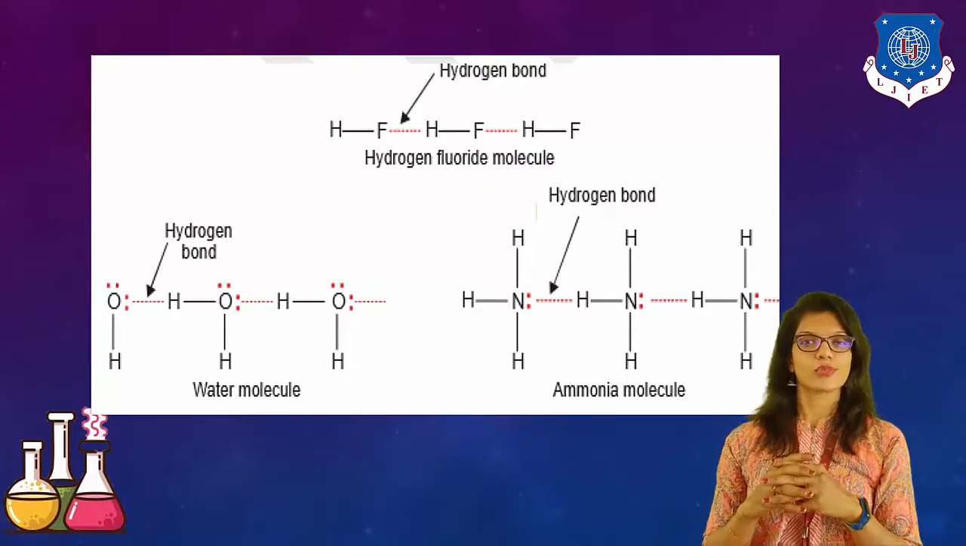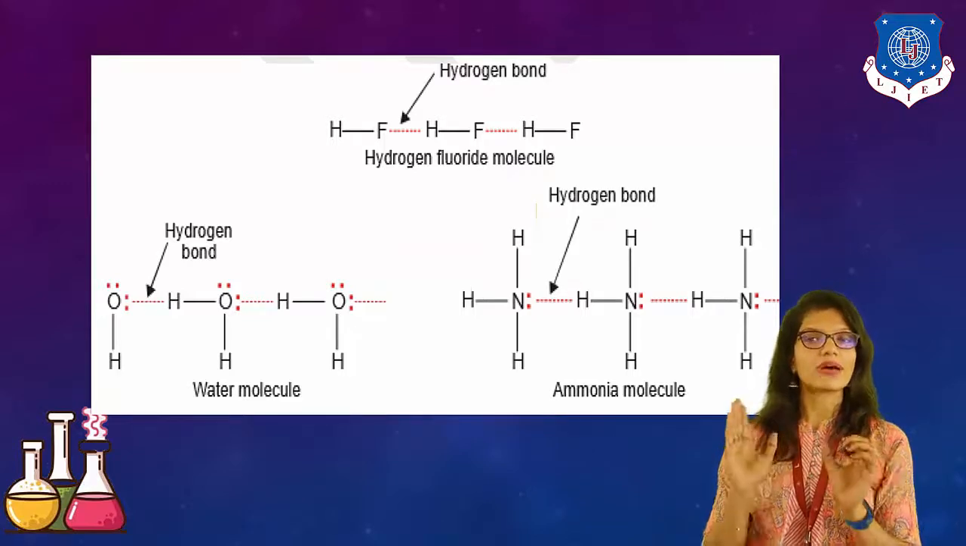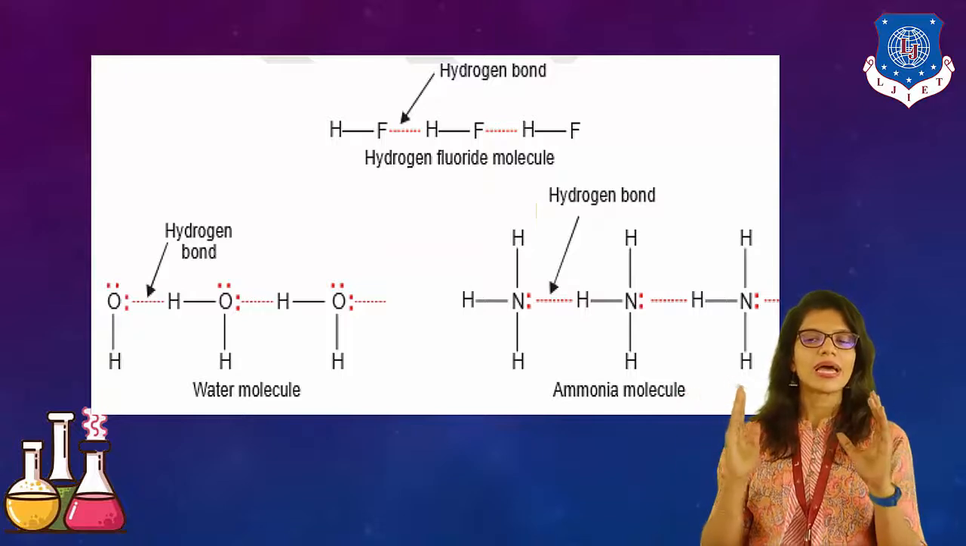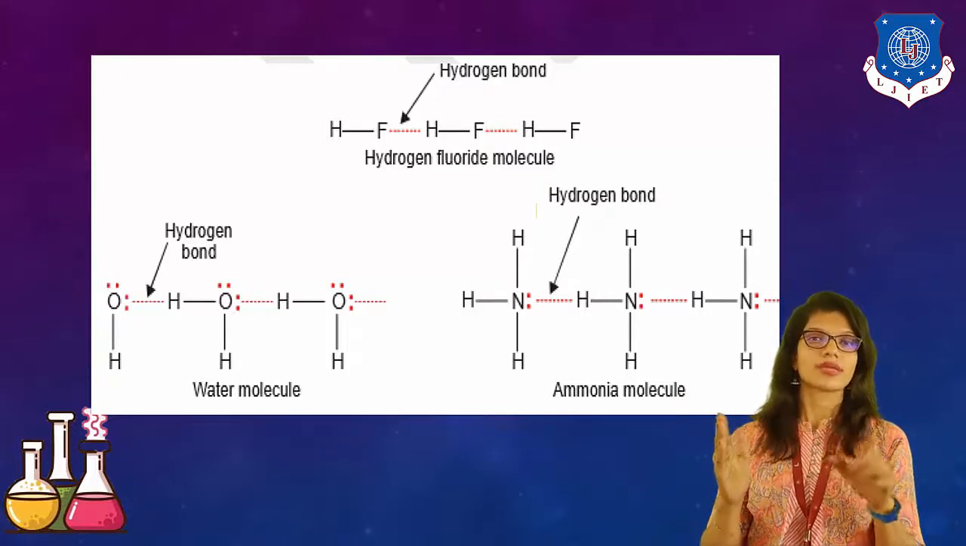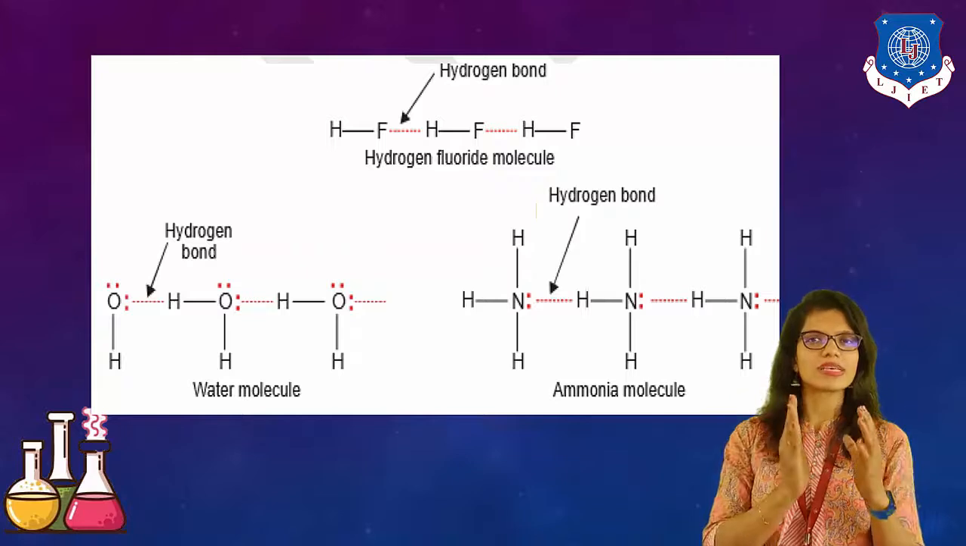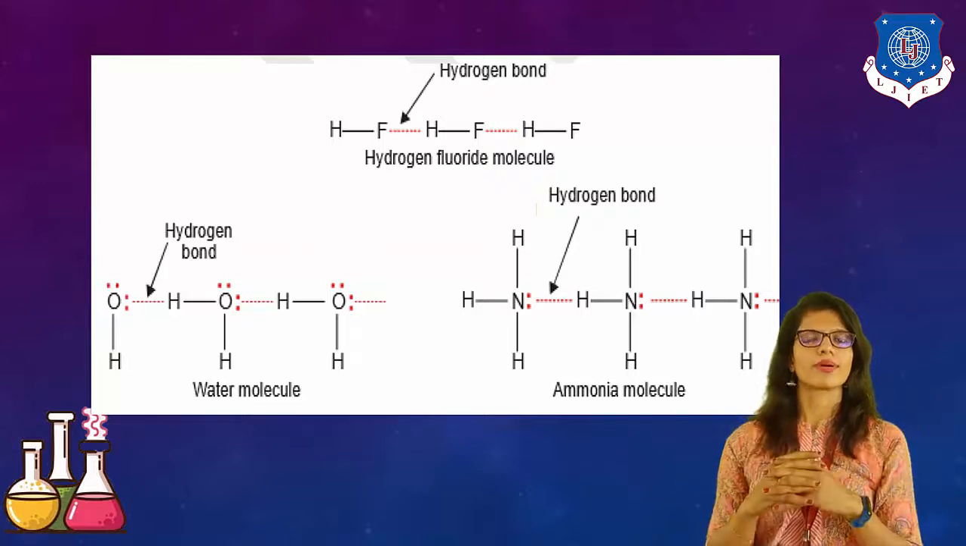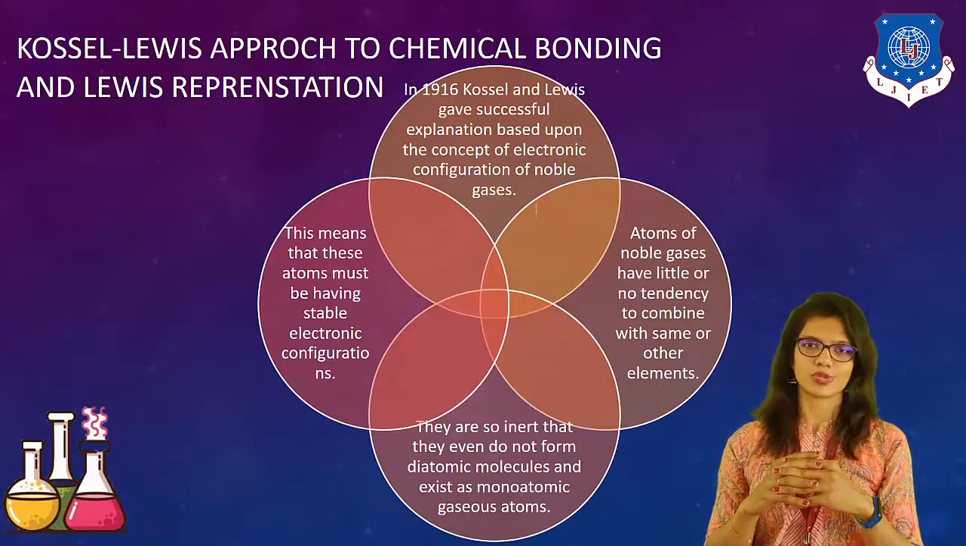Here in the image, as you can observe, we have an example of HF, H2O and NH3. As you can see, a hydrogen atom is bonded with a highly electronegative atom. If you see H and F, when bond formation occurs between one HF molecule and another HF molecule, that is referred to as intermolecular. But when the bond formation occurs within the same molecule, between H and F in the same molecule, it is referred to as intramolecular hydrogen bond. Similarly, you can observe it in H2O and in NH3 also.